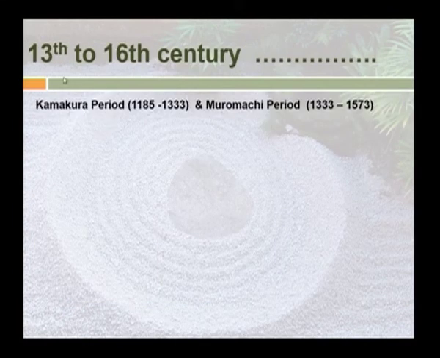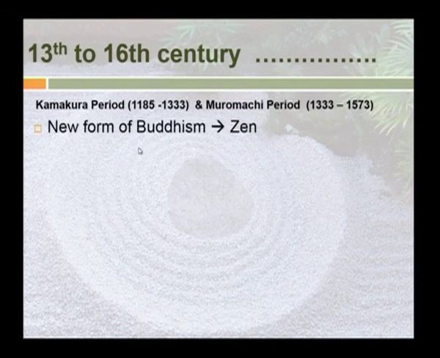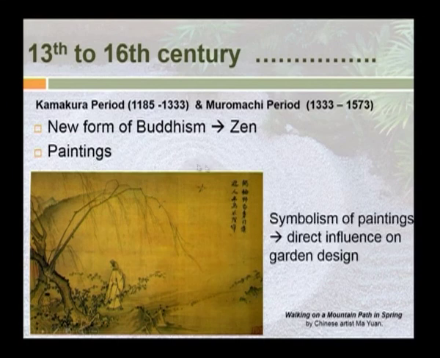During the 13th to 16th century, that is during the Kamakura period and Muromachi period, a new form of Buddhism, that is Zen Buddhism, gained prominence, and along with this the art of ink and wash painting also gained importance, and the symbolism of such paintings had a direct influence on garden design.